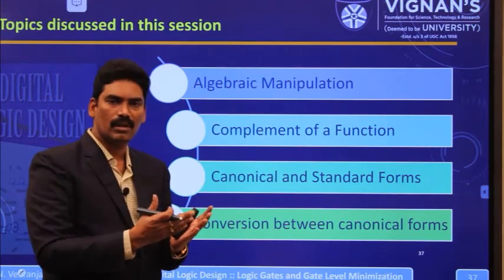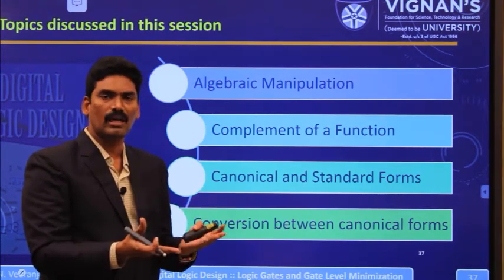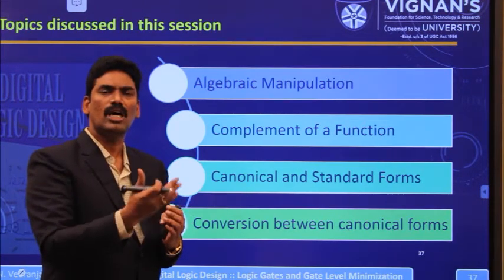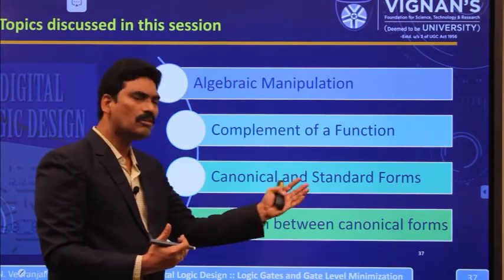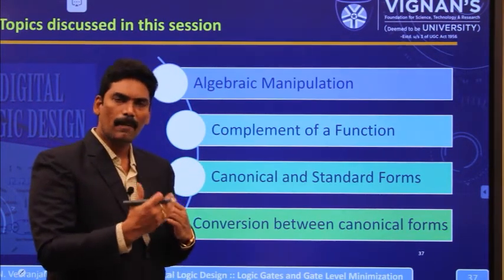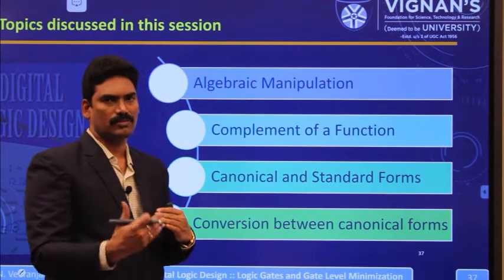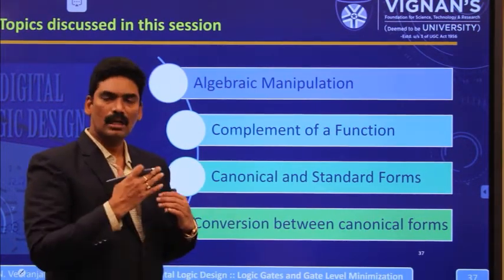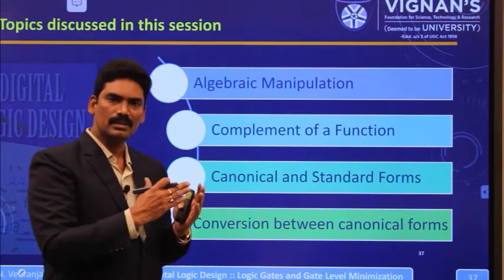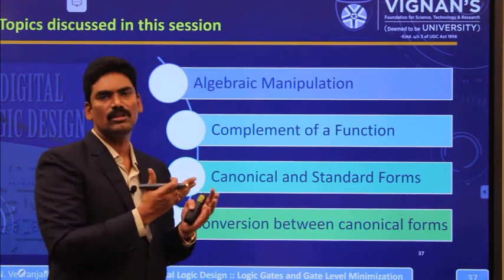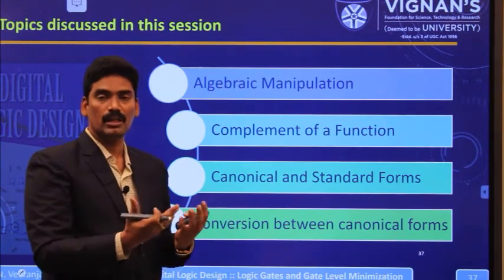What is canonical form and what are the various forms? Canonical forms means we have two: sum of min terms and product of max terms. Standard forms also have two: sum of products and product of sums. Now, conversion between canonical forms. We discussed the conversion of sum of min terms to product of max terms, and product of max terms to sum of min terms.